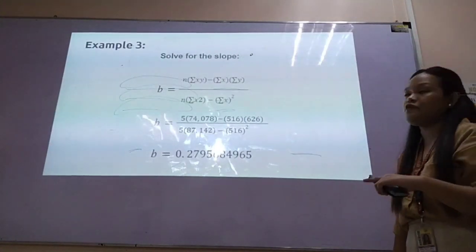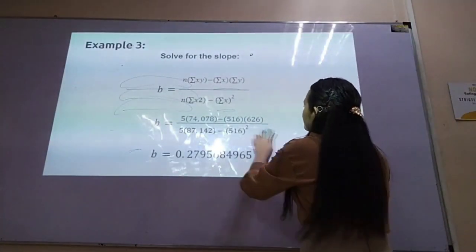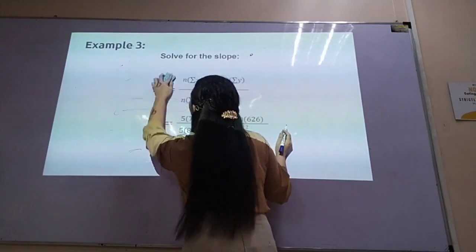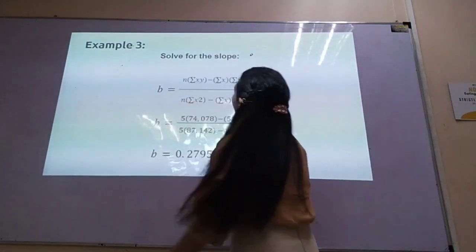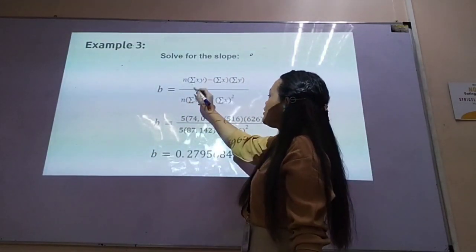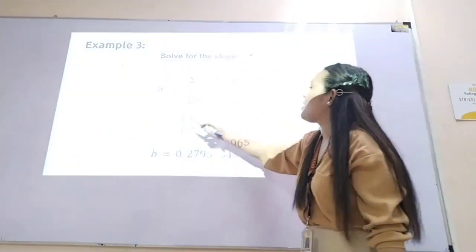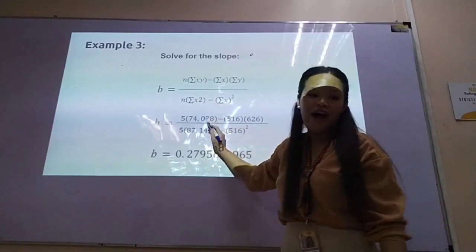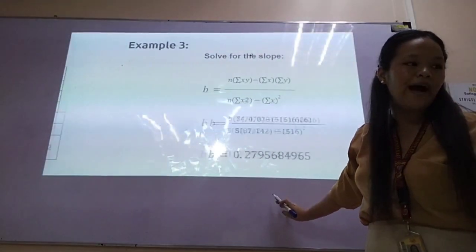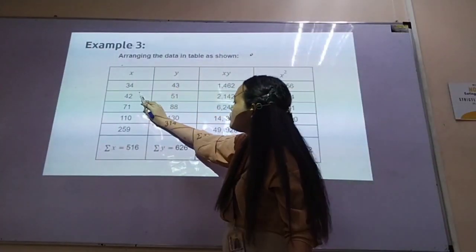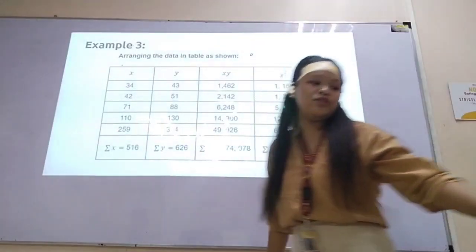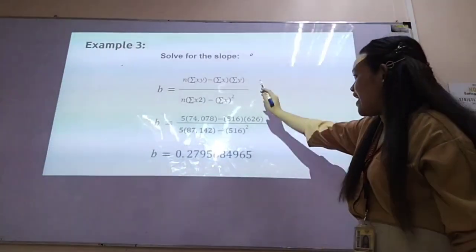We're going to solve for the slope, which is here. The slope is equal to, this is the formula that I have stated earlier. So, the number of variables, we have 5, because if we go back, we have 1, 2, 3, 4, and 5. So that's what we're going to use as the n.